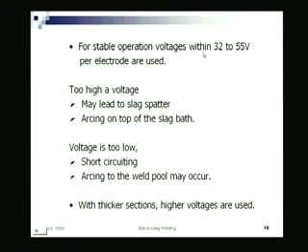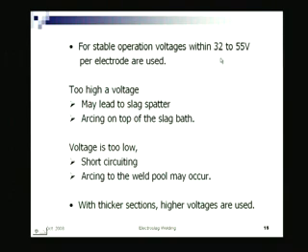For stable operation, the voltage is within 32 to 55 volts per electrode. You can see the voltage level. For any other welding, your welding arc voltage varies generally within around 20 volts to 30 volts. Here it starts from 32 and goes up to 55. We use a higher welding voltage because it increases the depth of fusion in the parent metal, thereby increasing the form factor.